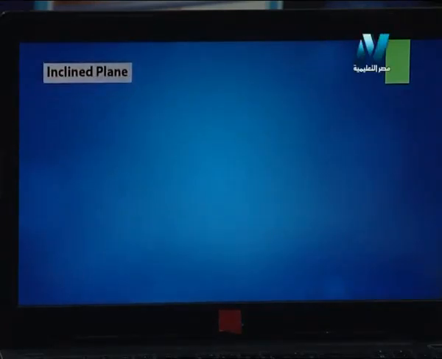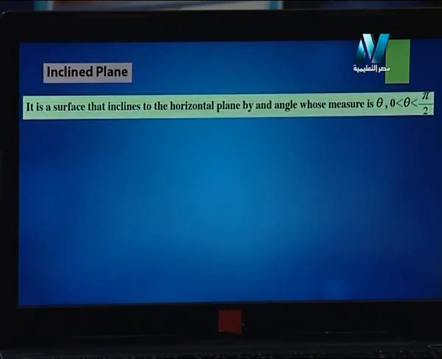Let's move to the next: inclined plane. What is the inclined plane? My dear students, look at me. We move on roads and we have straight roads like that, but we also have bridges. If we have a bridge here like this one, it's an inclined plane. The cars move from the street here and go up to the bridge. This bridge will incline to the horizontal by an angle, maybe 30 degrees, 20 degrees, as it is.